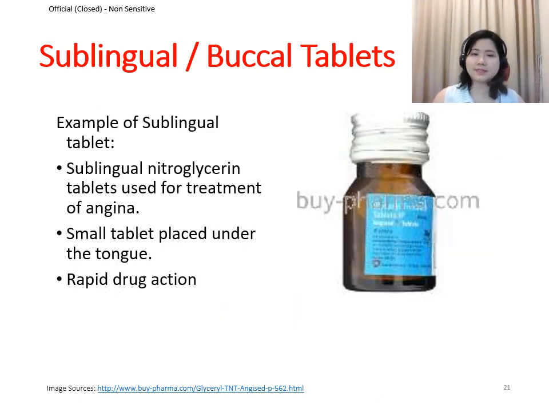An example of a sublingual tablet is nitroglycerin tablets, which are used for the treatment of angina or chest pain. When a patient has chest pain, the small nitroglycerin tablet is placed under the tongue where it is rapidly absorbed and can relieve the chest pain quickly.